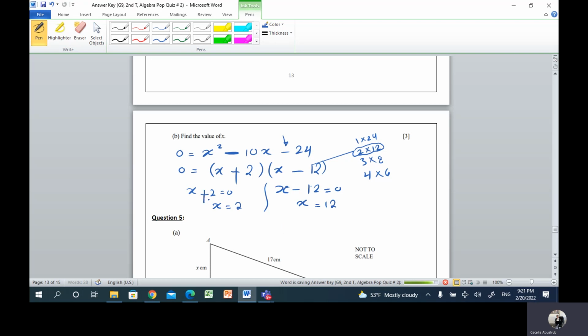Sorry, here it's plus, so x will be -2. I'm sorry about this. And here it's x minus 12 is equal to 0, so x will come down to 12. So x is either equal to -2 or x is equal to 12.